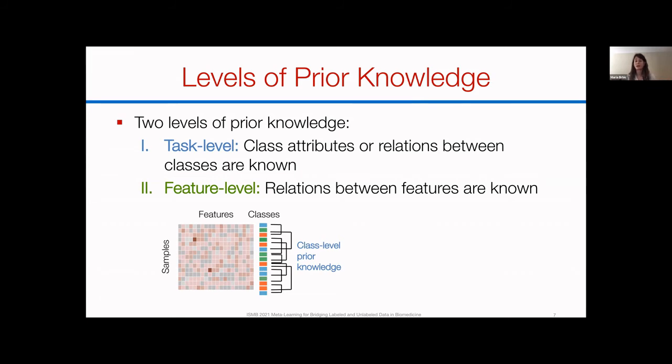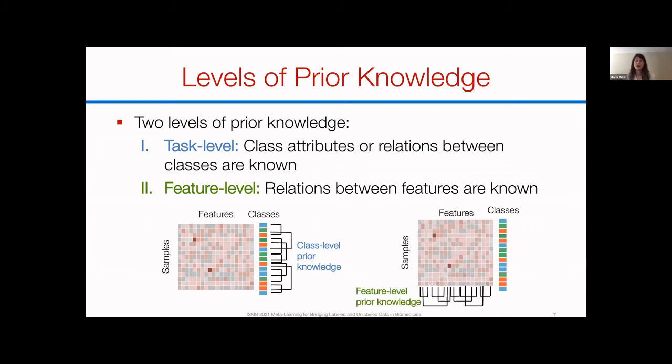And by feature level prior knowledge, we consider the setting in which we have prior information about relationships of features. So in a disease prediction problem, features might be genes, and we could use, for example, the gene ontology to define feature level prior knowledge.